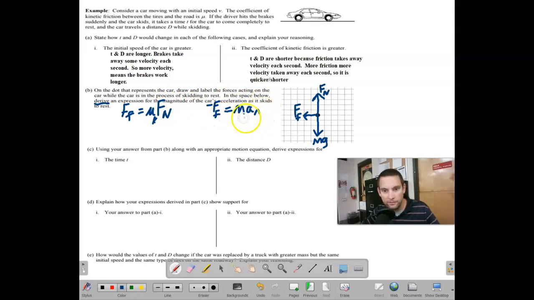So all we have to do is unpack this, which is mu K Fn. We already know that. Mu K Fn equals m a net. We can go a little bit further because we know Fn is just our mass times acceleration due to gravity. So we have mu K times mg equals ma. That's the net acceleration. That's where the n is.